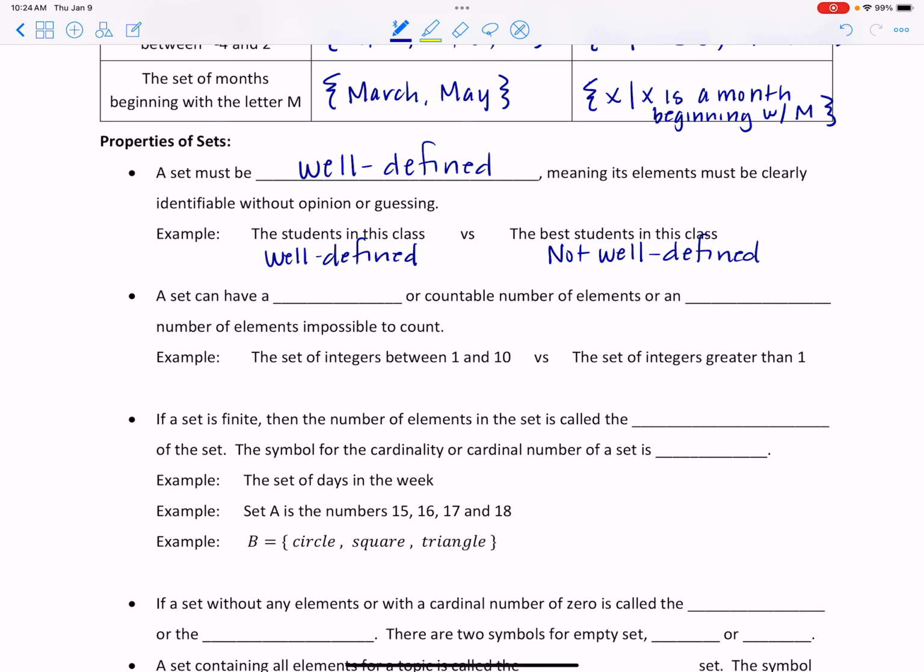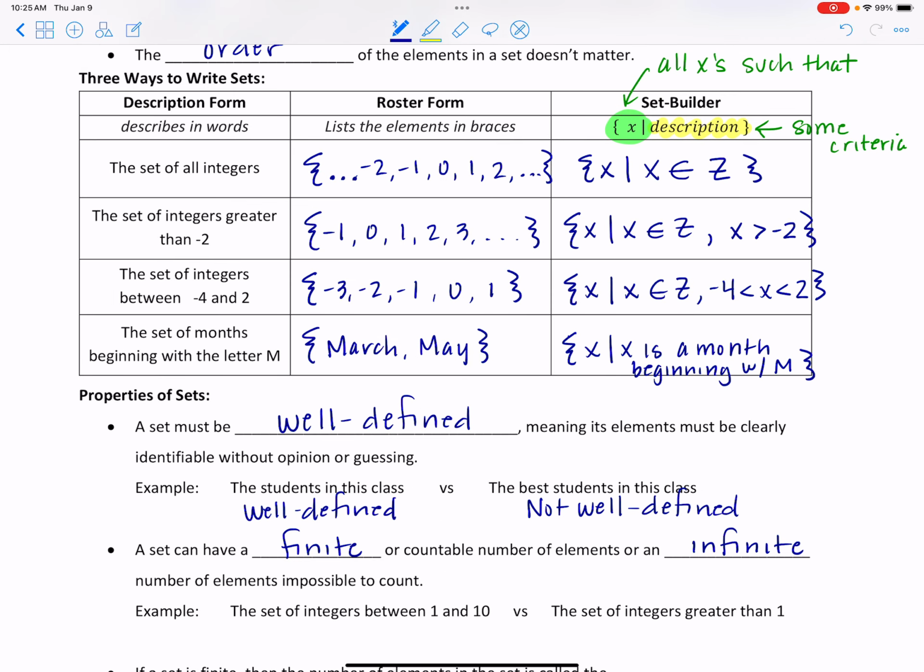Okay? Once we have established we have a well-defined set, it's possible that that well-defined set has a countable number of elements, and it's possible that we can't count the number of elements. If it's countable, it's what we call finite. If it's not countable because the elements go on forever, they're impossible to count, then we're going to say it's infinite. And we saw that in these sets we defined just a few moments ago. So this is an infinite set of numbers. The integers go on forever. So that's an infinite set.